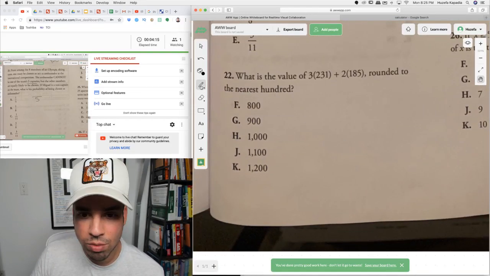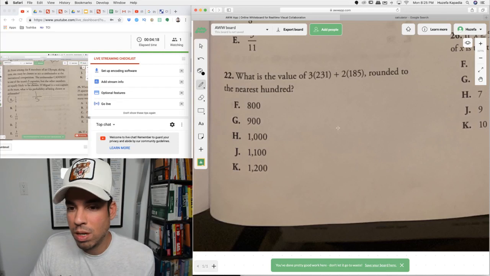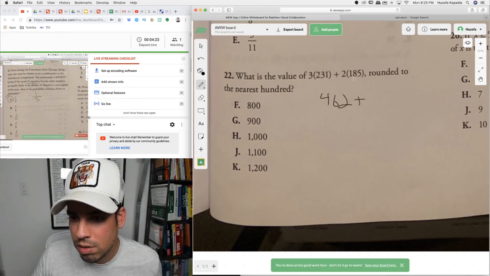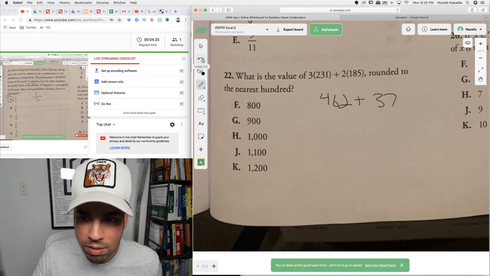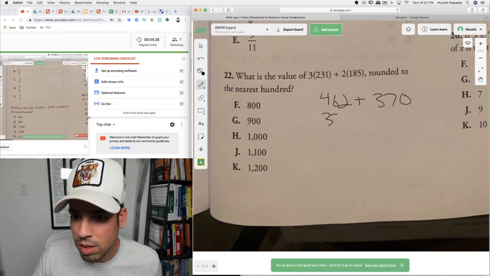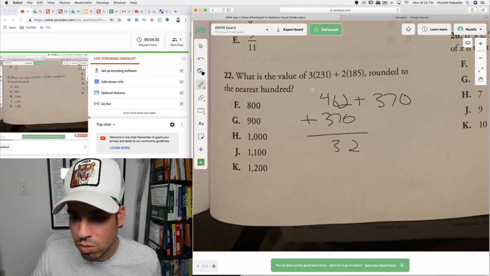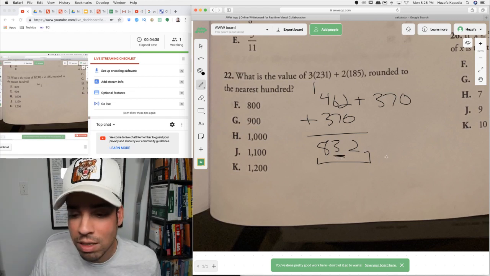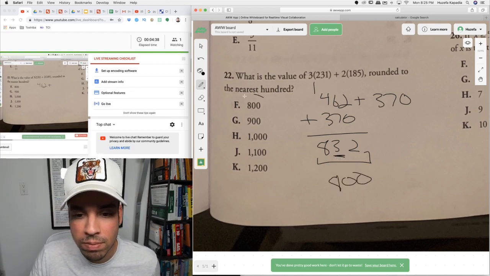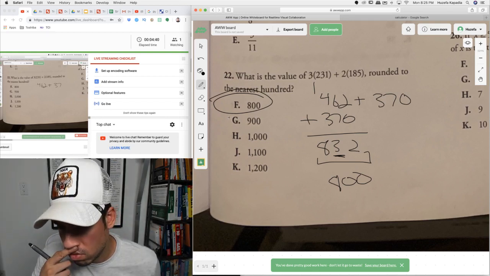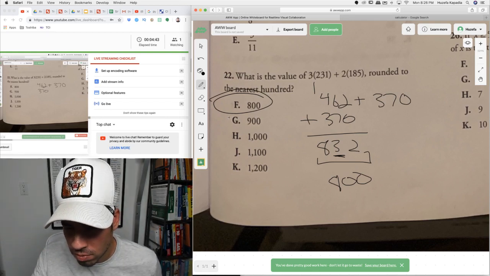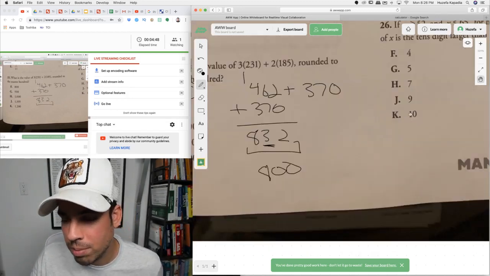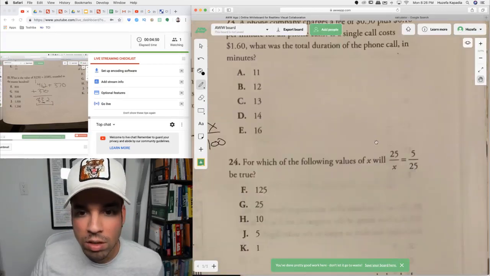What is the value of this rounded to the nearest 100? Literally just plug it into a calculator. I'll do it here for fun: 462 plus 370. Let's write it like this. Stack it, 2, 3, 1, 8, and to the nearest 100, since this digit is less than 5, we round down to 800. And that's it. I feel like that's good. Sort of double checking it in my head, a gut check, as I call it.